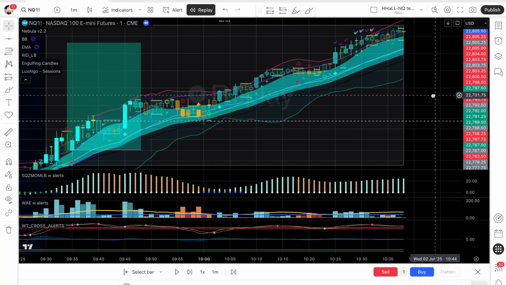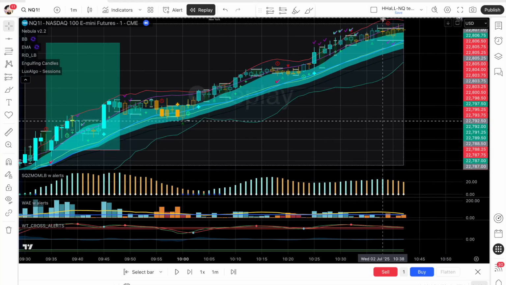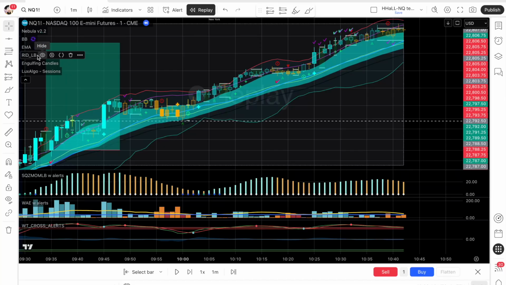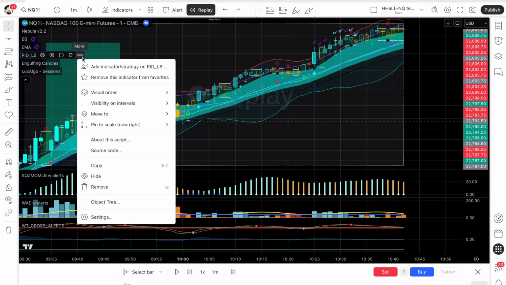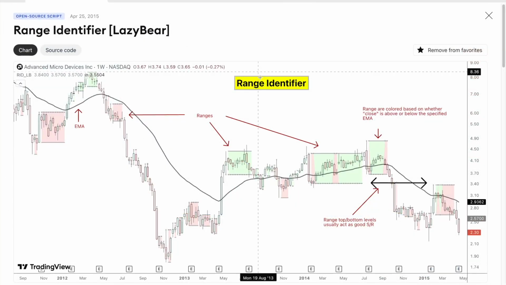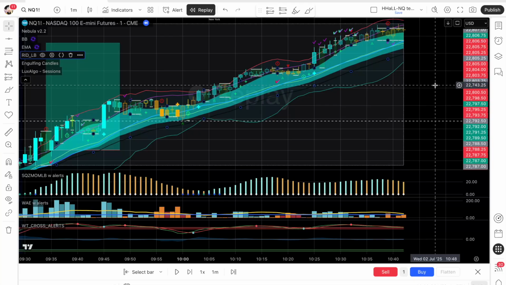But let's see, say we just keep hanging on. Let's see where it goes. Oh, we got a sell signal here from Nebula. And these horizontal lines, this is from the range identifier. This is an indicator I use. Let me show you what that looks like. Click on here, click on about this script. There you go, range identifier by Lazy Bear. It tries to show you what the high and the low for the range is. And it's not perfect, but it gives you some clues when price starts ranging. And that's what it looks like right here.